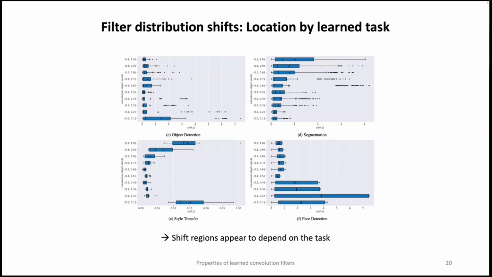For style transfer, for example, you see a U-shape, which comes from the network architectures that is primarily used there. And for face detection, you have a large amount of early layers that have a high distribution shift, until roughly 40% of the model depth. And then afterwards, they seem to learn very similar things again. So that seems quite interesting.